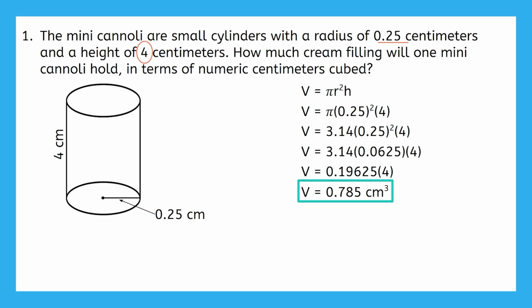When you solve for volume, your final answer should be in cubic units. That means with an exponent of 3 after your unit. Why might that be?